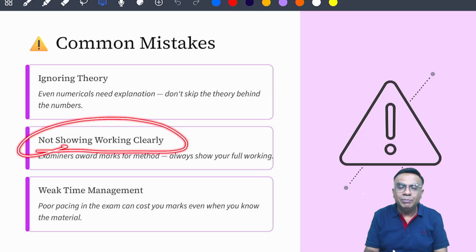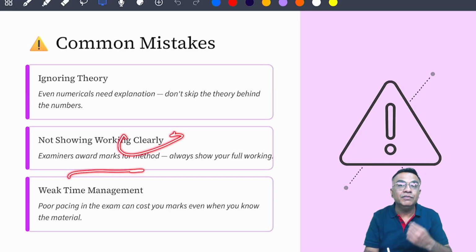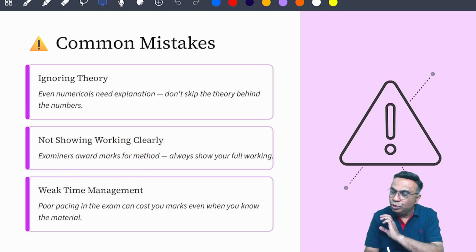Another mistake students make is not showing the working clearly. In your exams, whenever you're doing some working, show it. Don't just directly give answers. Don't give answers directly from a calculator. You should explain the solution so that the examiner gives good marks to you. So don't ignore the calculation. Don't go for shortcuts in your paper.